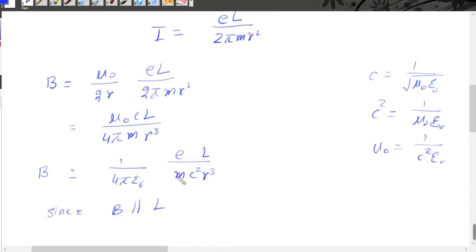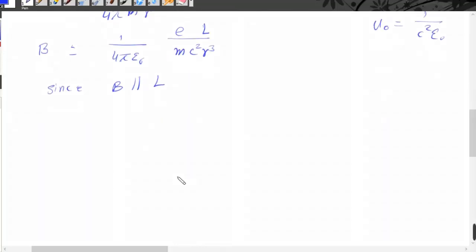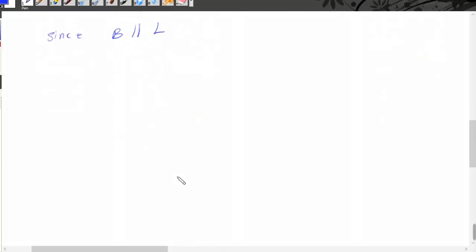Now we will find the gyromagnetic ratio. We consider a ring of mass m and charge q. This is a ring with mass m, charge q, and radius r, and it revolves like this.